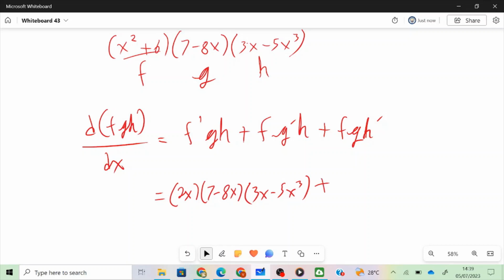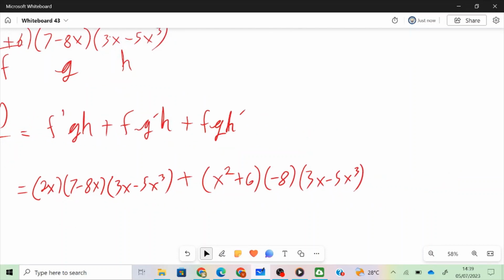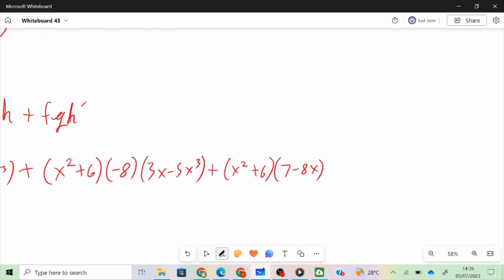plus f g prime h. Our f is still x squared plus 6. Our g prime, that's the derivative of g, is minus 8. And our h is still 3x minus 5x cubed. And then plus fgh prime. So our f is still x squared plus 6. Our g is still 7 minus 8x. And then our h prime is the derivative of 3x minus 5x cubed, which is 3 minus 15x squared.